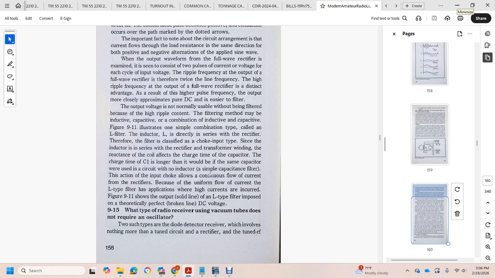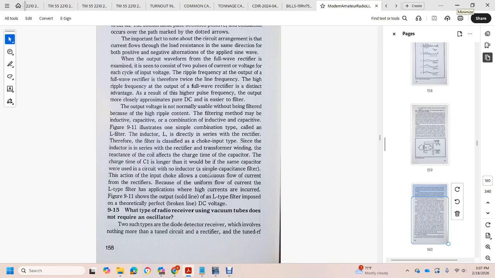With the input choke, there is a continuous flow of current from the rectifier, which becomes a uniform flow of current with the L type filter. It is applied where high current is required. The output is shown with the solid line for the inductor type filter, imposed on the theoretical perfect DC voltage shown by the broken line.